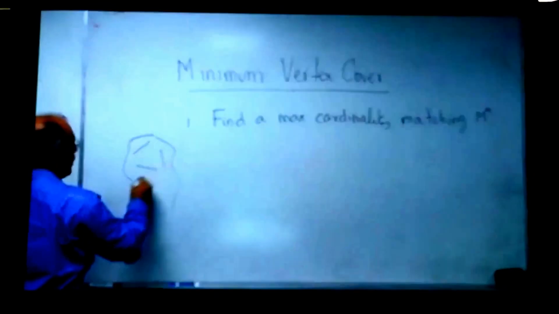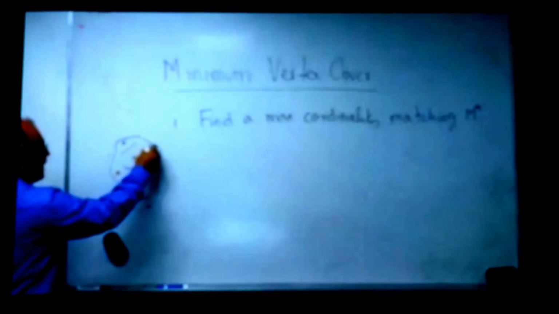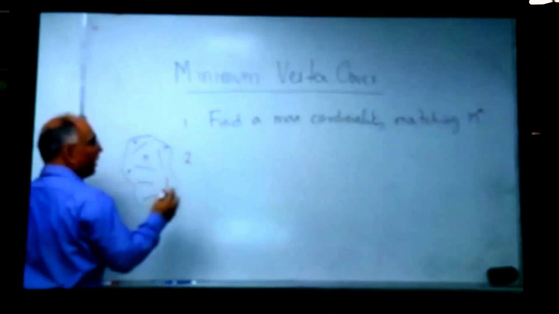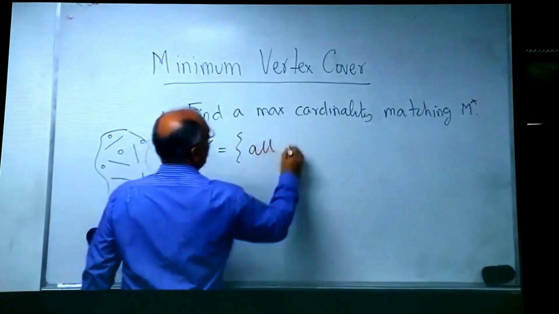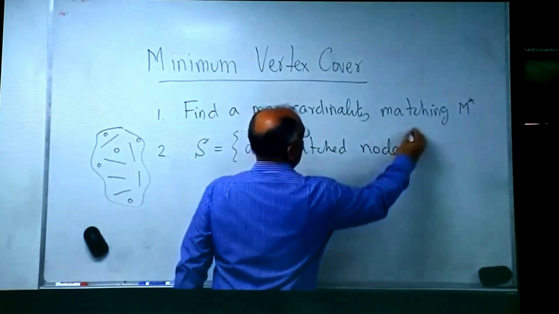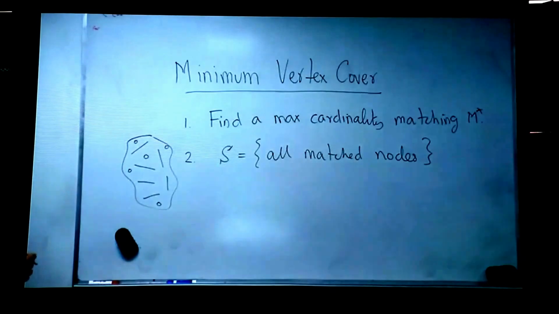What do we know about it? So I have a graph G, and I found this maximum cardinality matching M star. Of course, this matching may not be a perfect matching, and there may be some unmatched vertices left behind. These vertices are not matched by the matching. So what is our final vertex cover? S consists of the set of all matched nodes. It's very easy to define what S is. It's all the matched vertices.